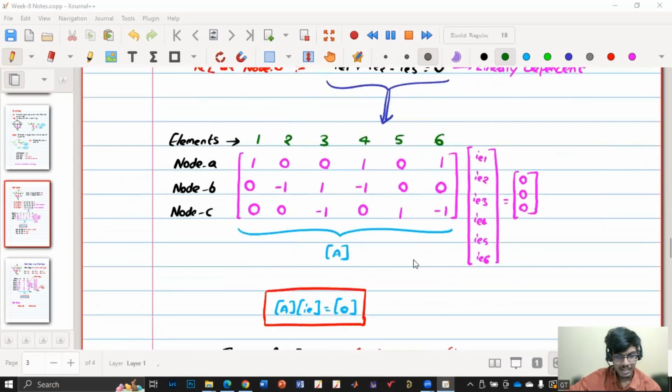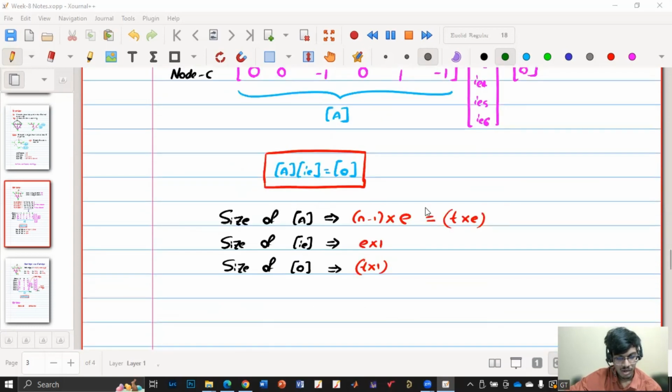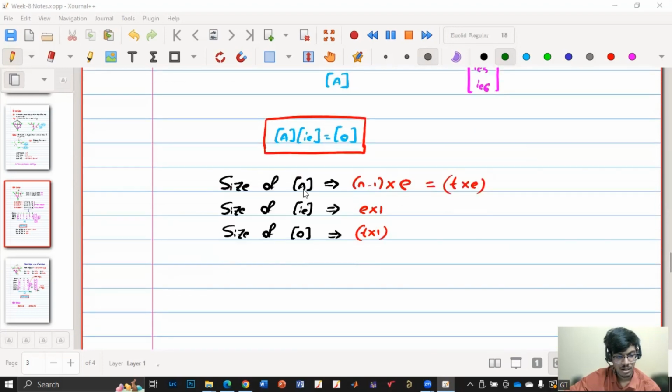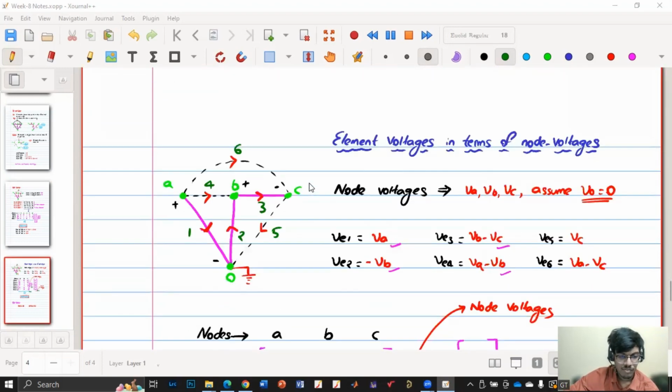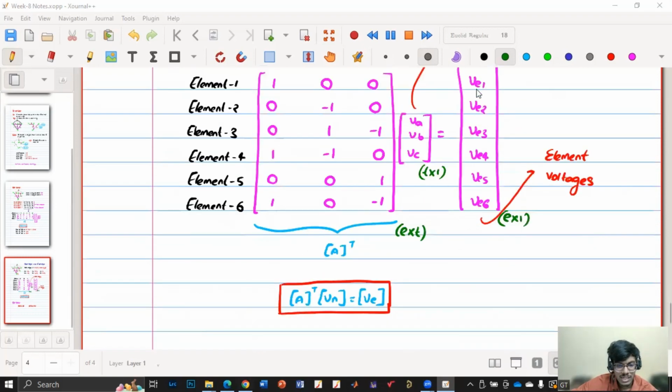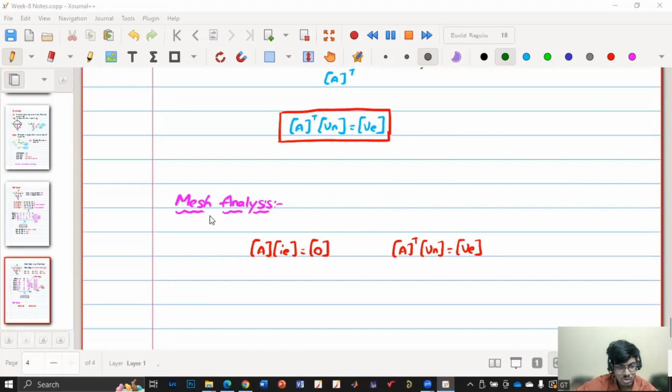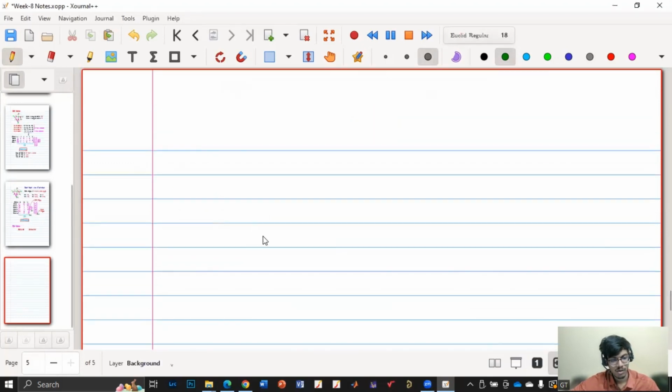Now we have made a matrix expression of that, and then we have understood the matrix sizes. For the other equation, we have considered the node voltages. We have written the element voltages in terms of node voltages by using another expression. So the nodal analysis summary is A into I equal to 0, A transpose into node voltages equal to element voltages. So this completes our nodal analysis. Now we will be going into mesh analysis. So I hope it is clear until this point, or do you have any confusion or any doubts, you may ask me.